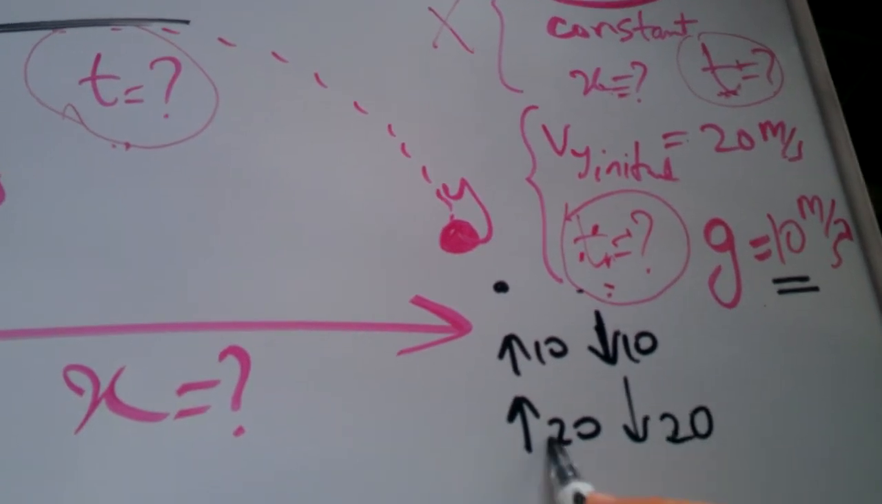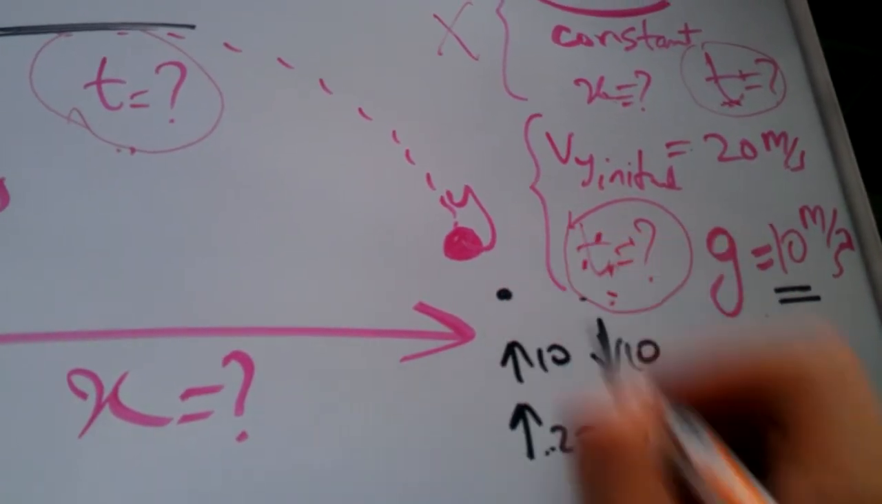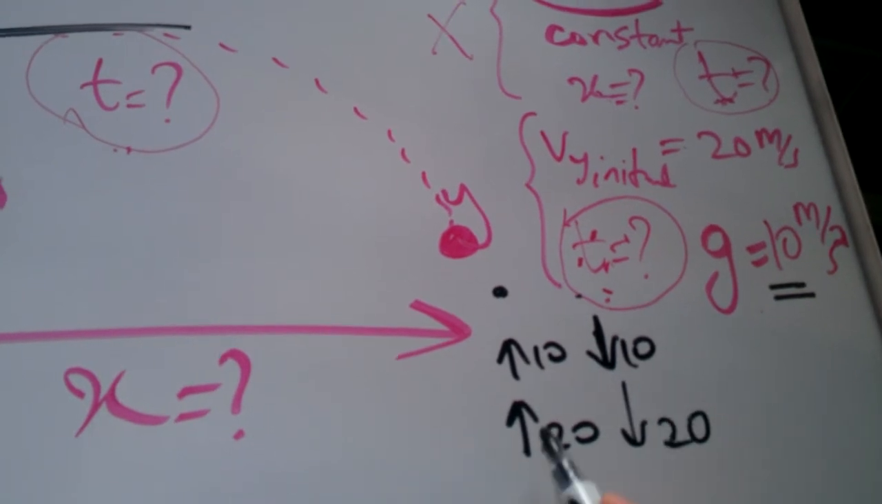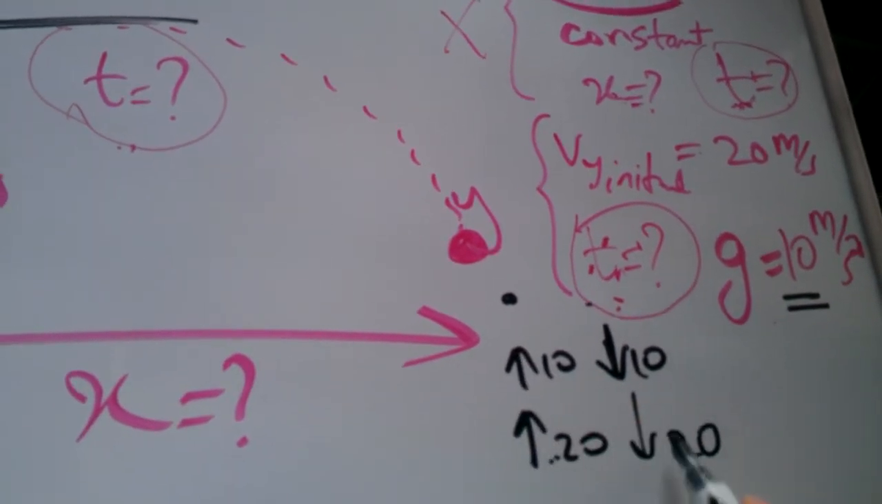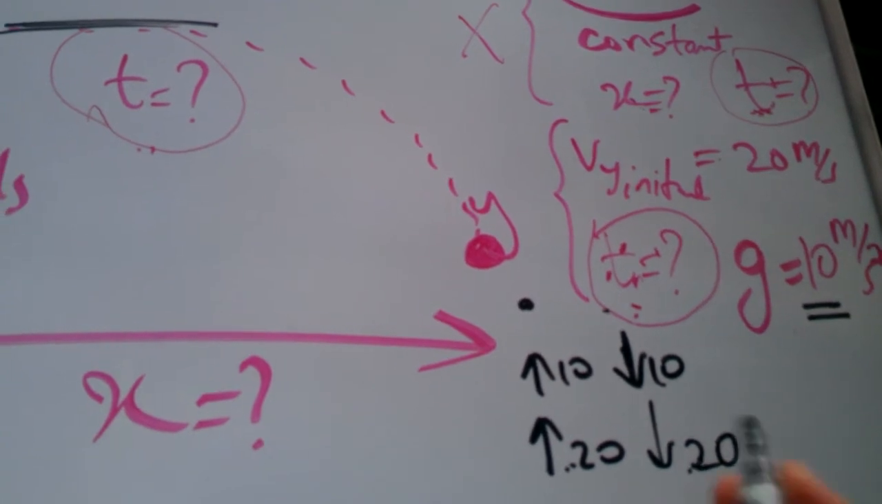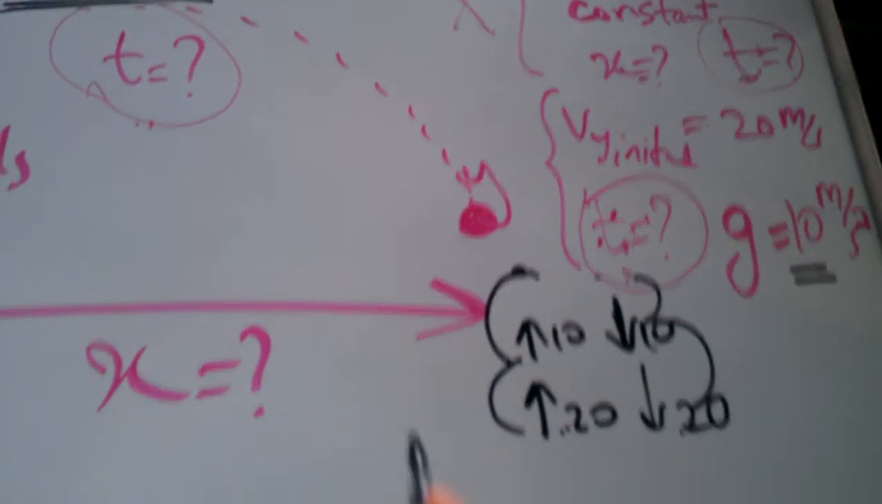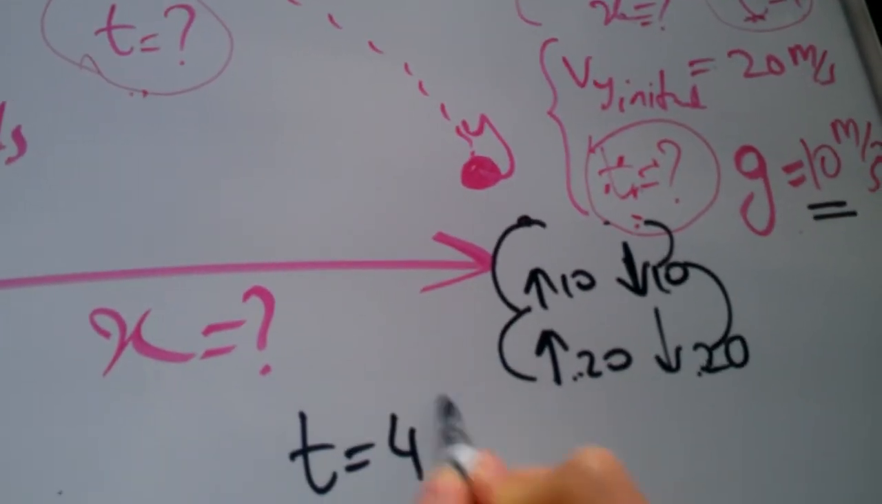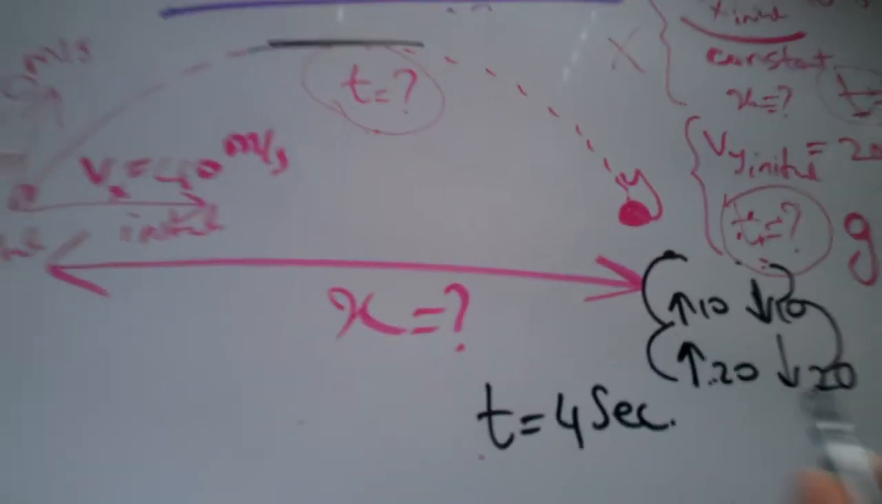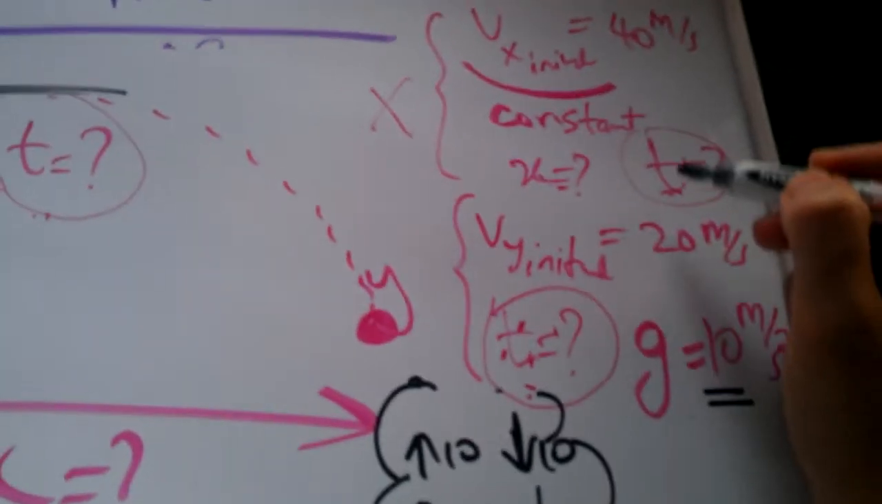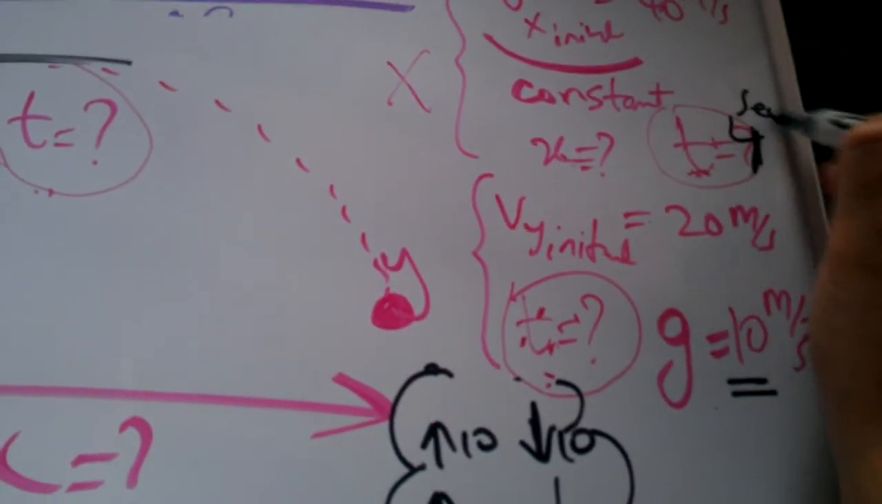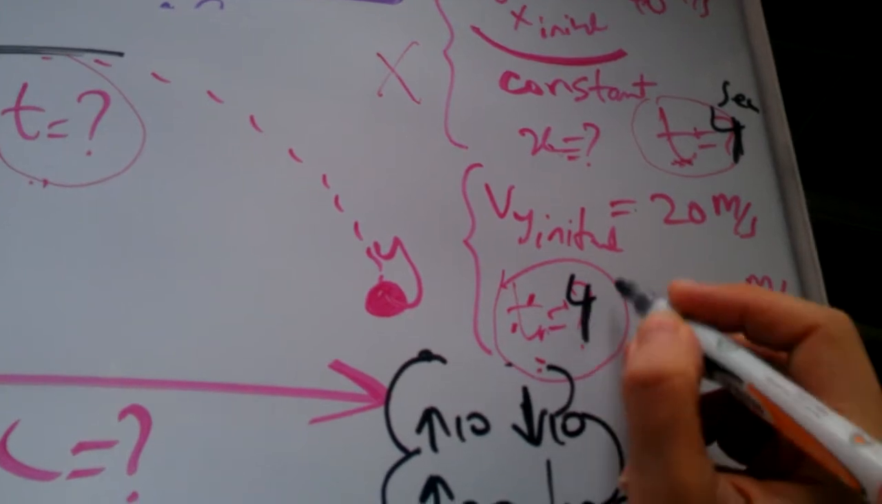As I said, free falling motion is always a symmetric motion. So if you throw it up by 20, it comes down by 20. So 1 second, 2 seconds, 3 seconds, 4 seconds. So t is 4 seconds. So the ball is 4 seconds in the air. Now we have 4 seconds here, and we have 4 seconds here.